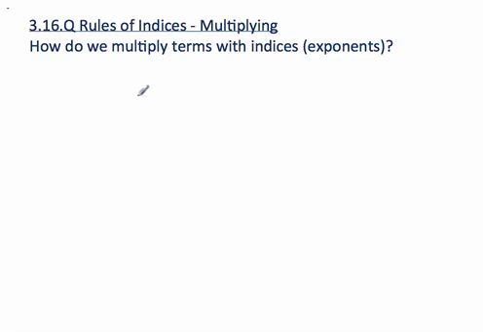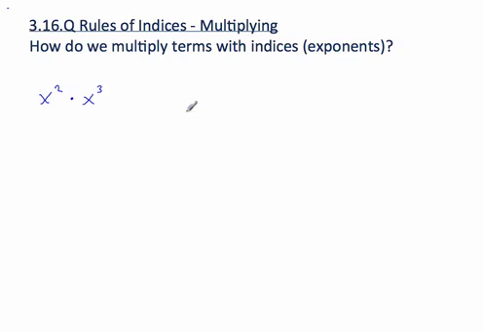Hello, this is Mr. Collier, and today we're going to be multiplying terms with indices, also known as exponents. So let's take a look at an example. Let's say we had the product x squared times x to the power of 3. Now what happens here? What is this going to simplify to?